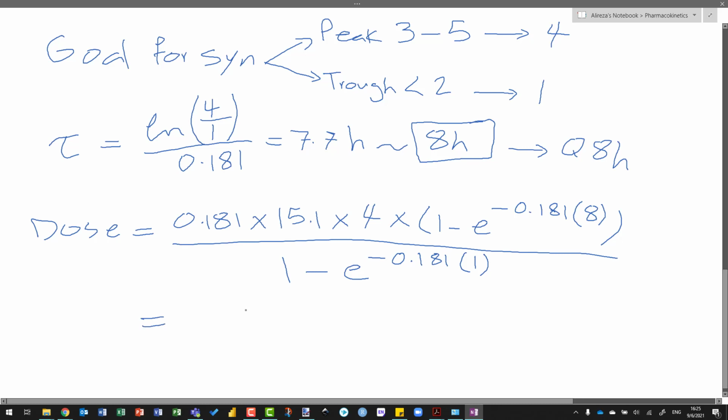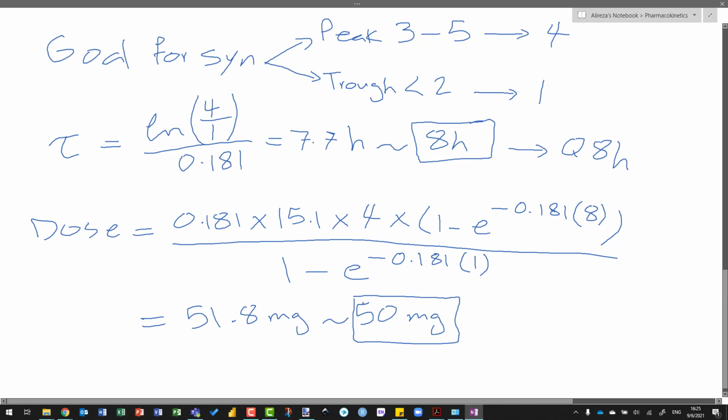So this would give us a dose of 51.8 milligram. And it's reasonable to round this to the nearest clinically reasonable dose, so just 50 milligram. Now, it sounds like we have come up with 50 milligram every 8 hours infused over 1 hour.